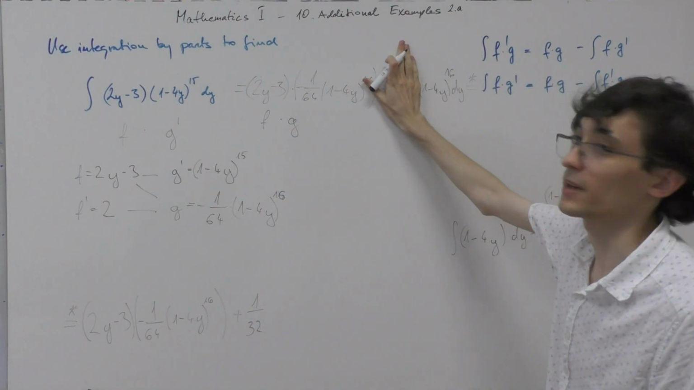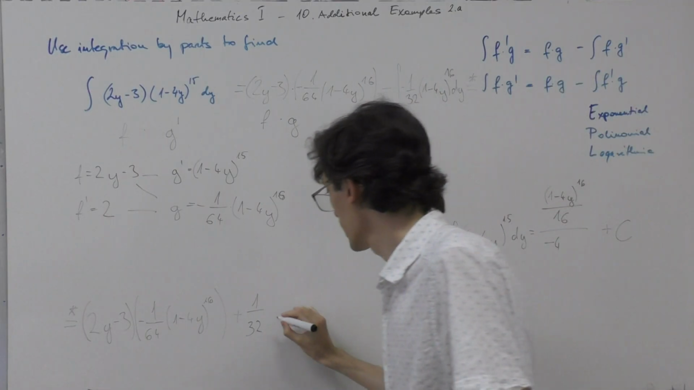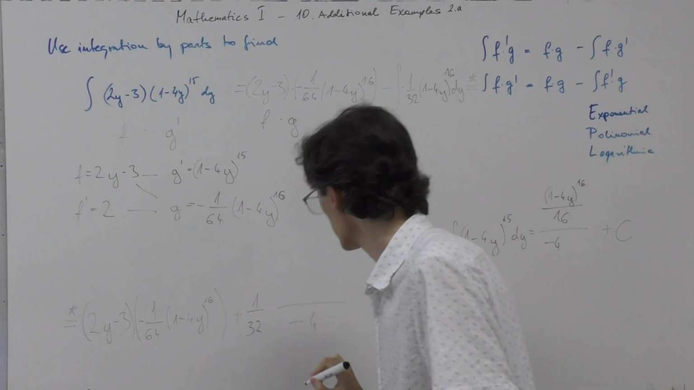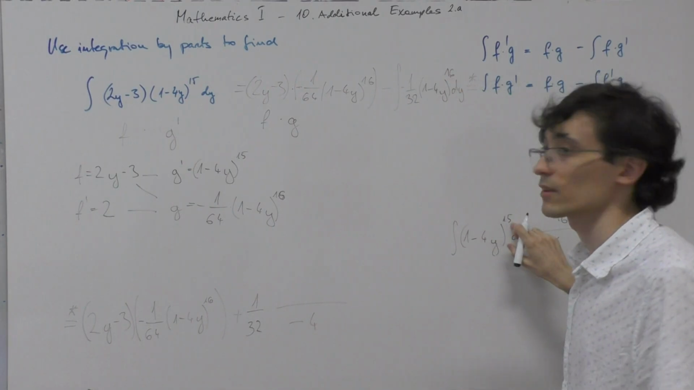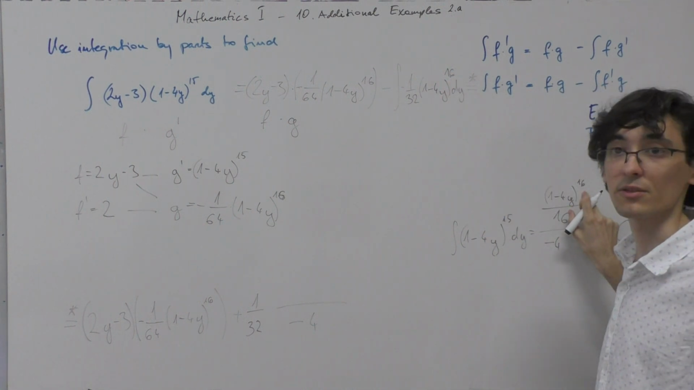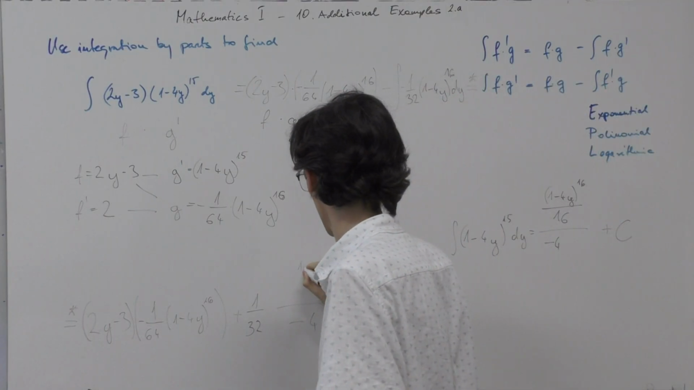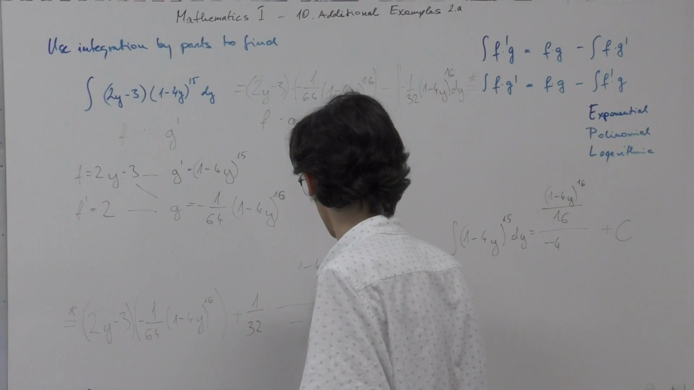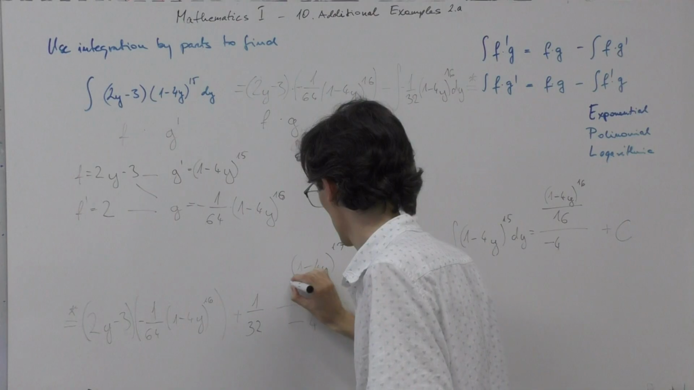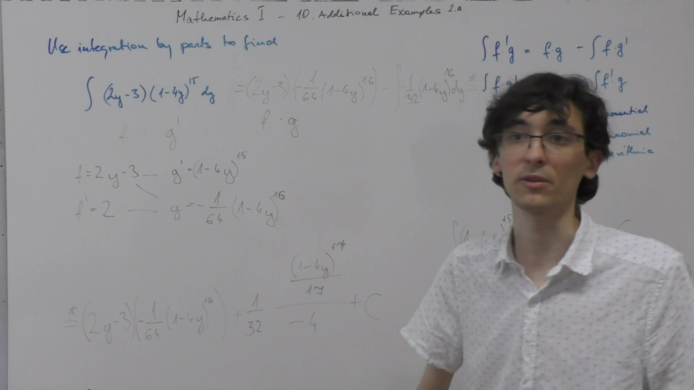And here you can see that the rest of this integral is very similar to our previous integral, so we will just have to divide by negative 4, and the only difference is this 15 becomes a 16, so this 16 in the solution will become 17, so we will have 1 minus 4y to the 17th power divided by 17 plus our constant c.